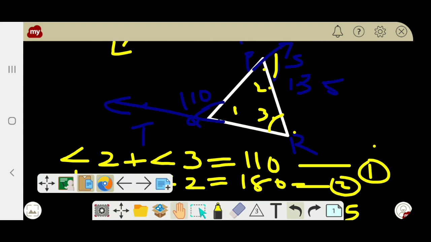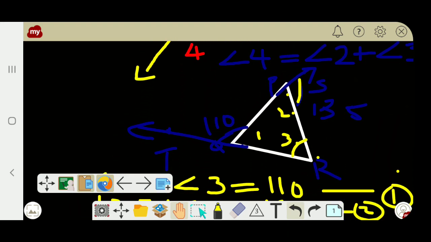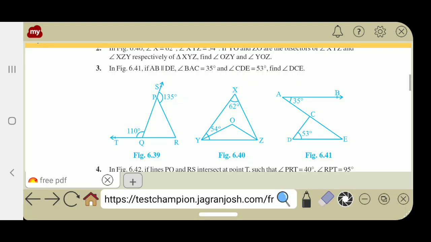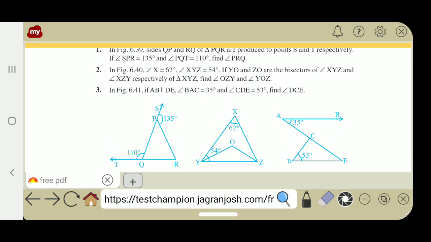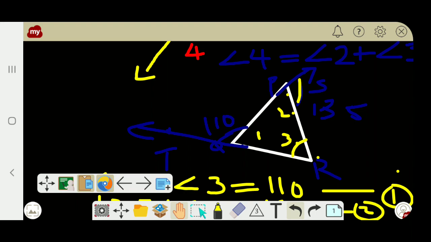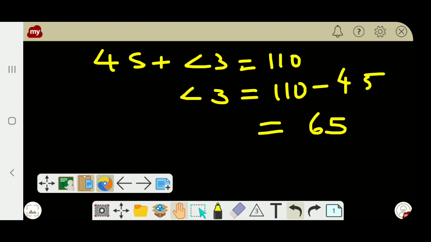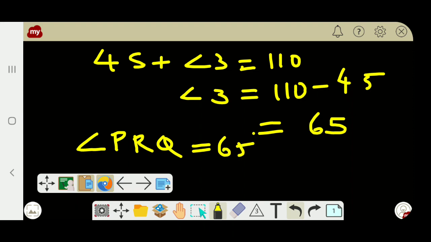Actually, what we have to find out, is it angle 3? We got angle 3 equals 65, angle 2 equals 45. Actually, we have to find out angle PRQ. PRQ we represented by angle 3. So, angle PRQ equals 65 degrees. Okay, dear children.